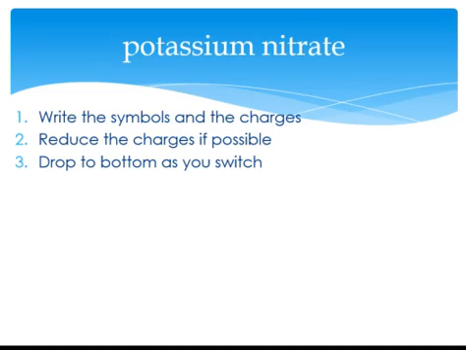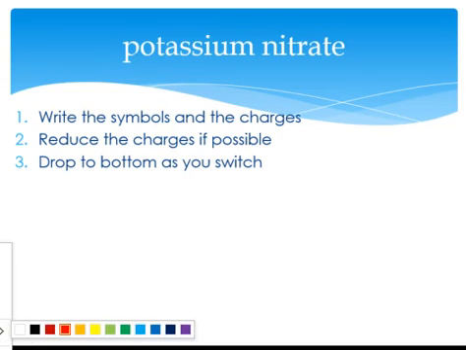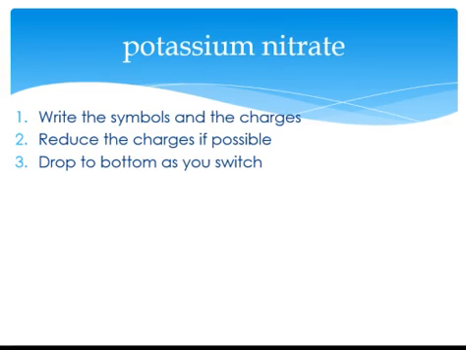Okay, so I've got potassium nitrate. How do I know that this is polyatomic? The way I know that it is polyatomic is because it's ending here in ate. So I know that that has more than one element in that part of the ion. So the first step is the same as it was in writing formulas before, which is symbols and charges. So you're going to write symbols and charges.